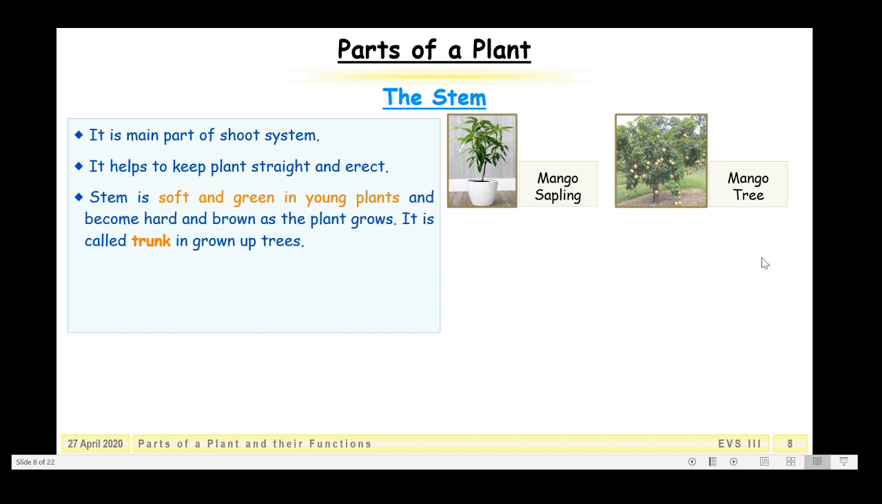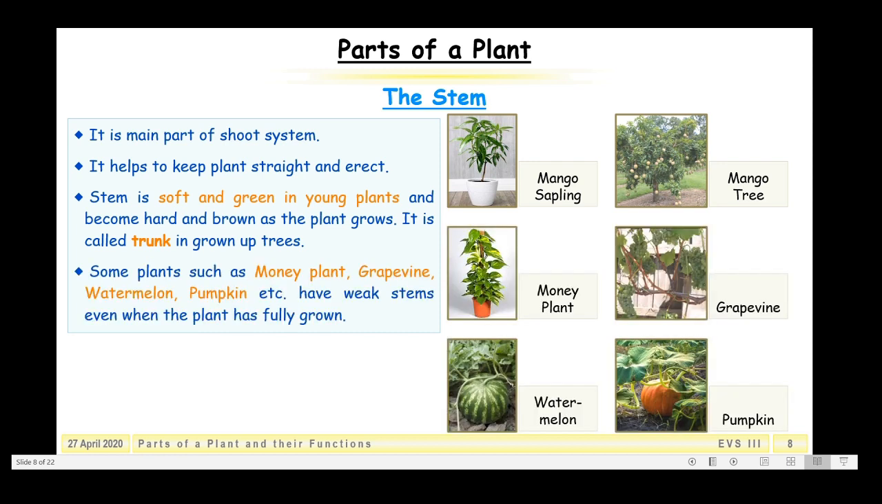But children, there are certain plants which, even if they grow to a certain height or age, still have weak stems. So let us see what are those plants. Some plants like money plant, grapevine, watermelon, pumpkin, etc. have weak stems even when the plant has fully grown, right? So, money plant and grapevine, these are the plants which need some support to climb, right?